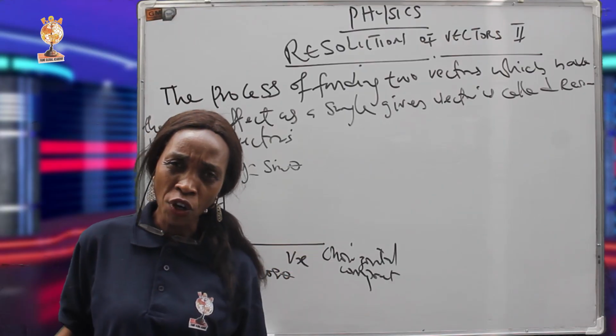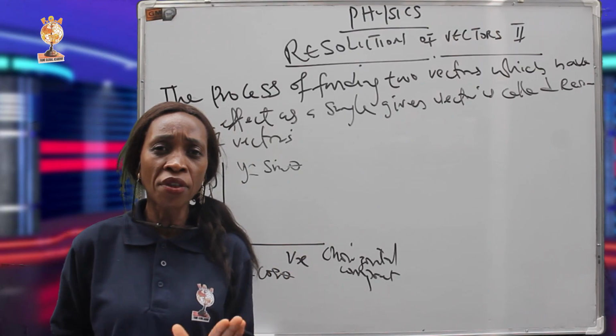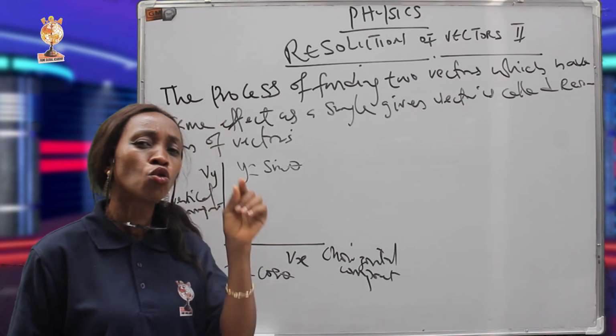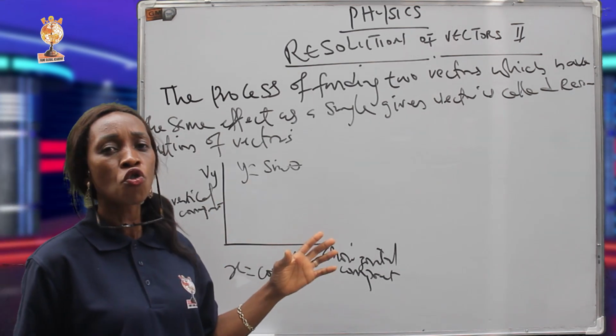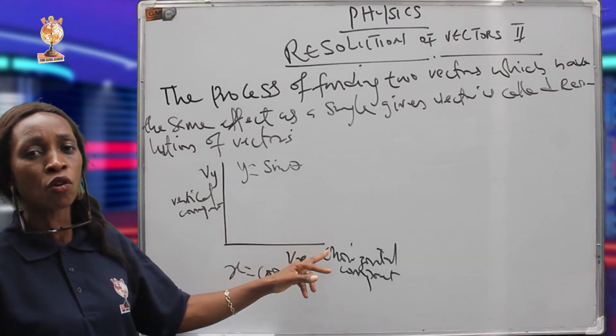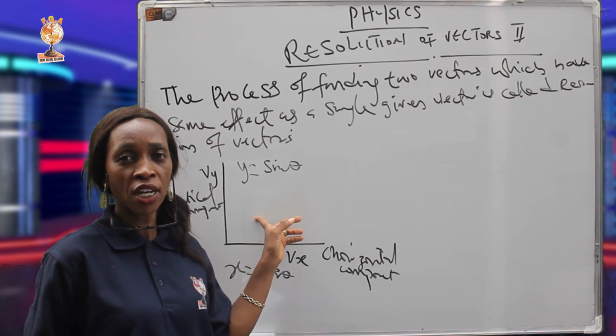Now, peradventure, it is not two vectors. It is more than two. It could be three, it could be four. What do I do? I have to resolve it into two components first, and then apply the Pythagorean theorem, because the two components also form a right angle triangle, which is 90 degrees, and I apply the formula for the Pythagorean theorem.